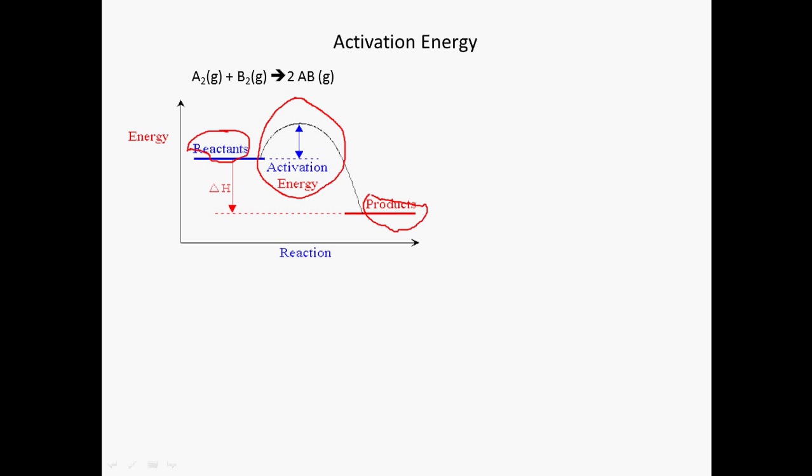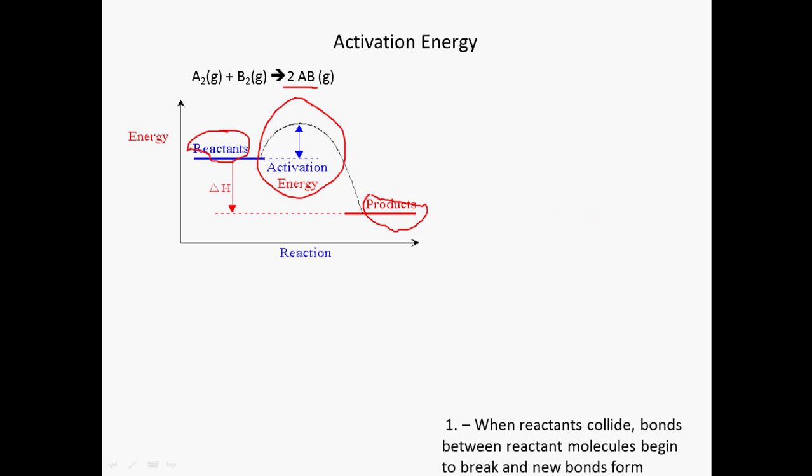We're going to take a very general equation. We've got a molecule of A, and we've got a molecule of B, and we've got our product, which is AB. Okay? So we'll take this step by step.